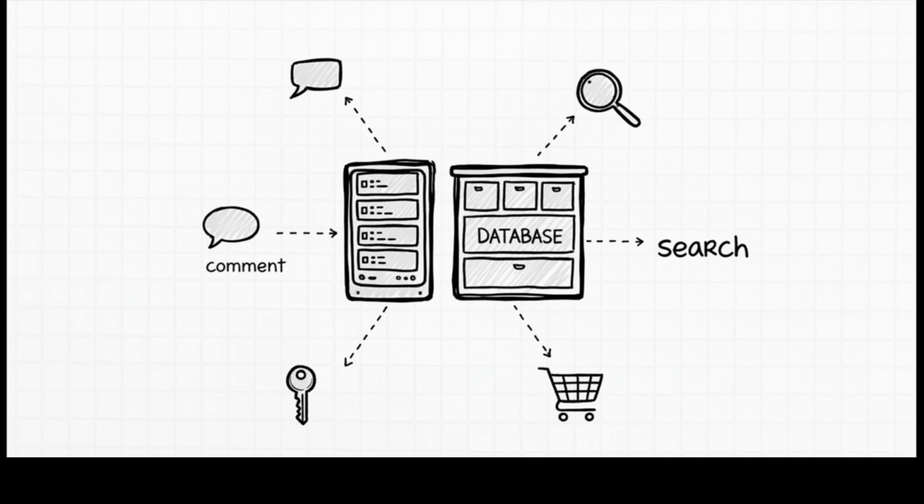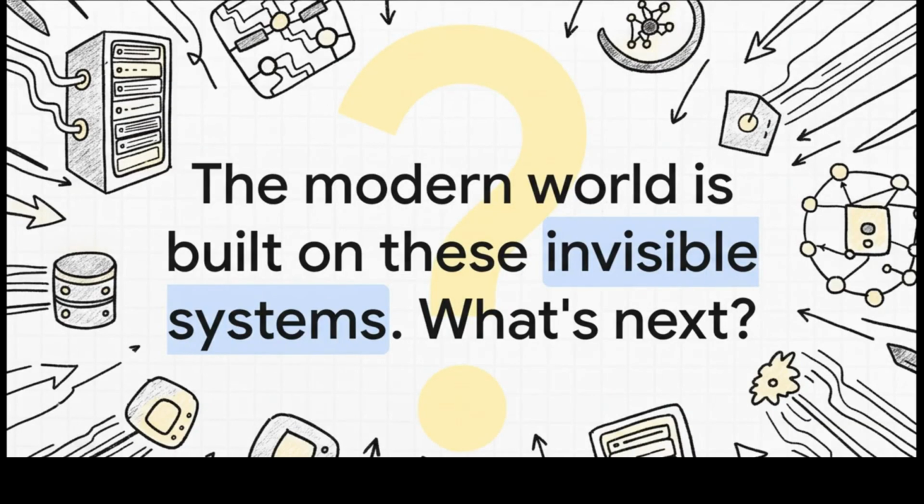So the next time you tap that screen, remember this whole journey, this incredible high-speed trip through an invisible kitchen. And remember, this complex dance between the waiter, the chef, and the pantry, it's not just for likes. It happens for every comment you post, every search you make, every single time you log in. It's happening constantly. Ultimately, the modern world is built on these invisible systems. This hidden architecture is the foundation for pretty much our entire digital lives. And as these systems get even faster, even smarter, well, who knows what they'll make possible next?